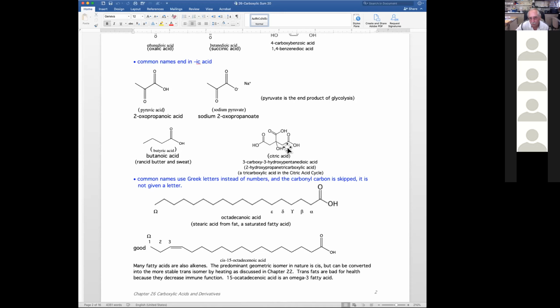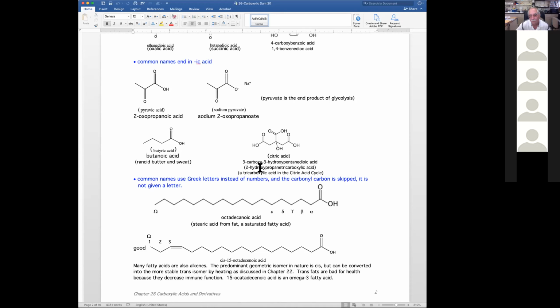And then this one, 1, 2, 3, 4, 5 in a row. So pentane dioic acid would cover all of this. In the 3 position, there's a hydroxy group. And this is called the carboxy group. Okay. So if this were an aldehyde, it would be called 3-carbaldehyde, but because it's a carboxylic acid group, it's called 3-carboxy.